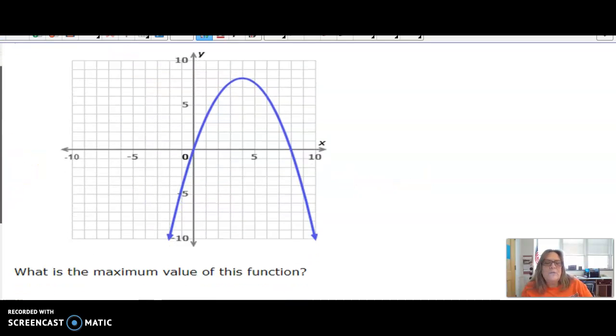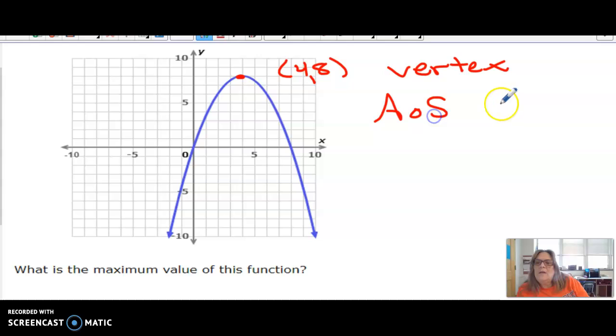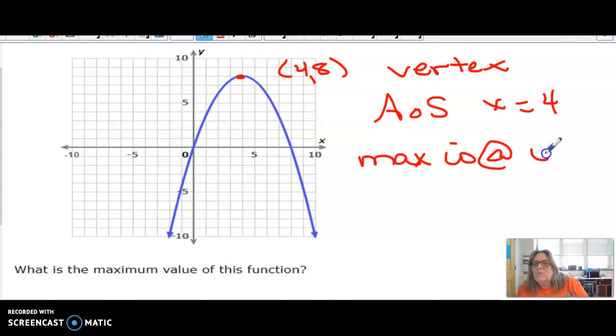If we're looking at this and we want to know what's the maximum or minimum, in this case, because it opens down, our x squared value in our equation is negative, so it opens down. This is our vertex located at 4, 8. Our axis of symmetry equation is x equals 4. And our maximum is at our y value. So our y value here is y equals 8. So you've got lots of information that you can figure out just from looking at the graph.